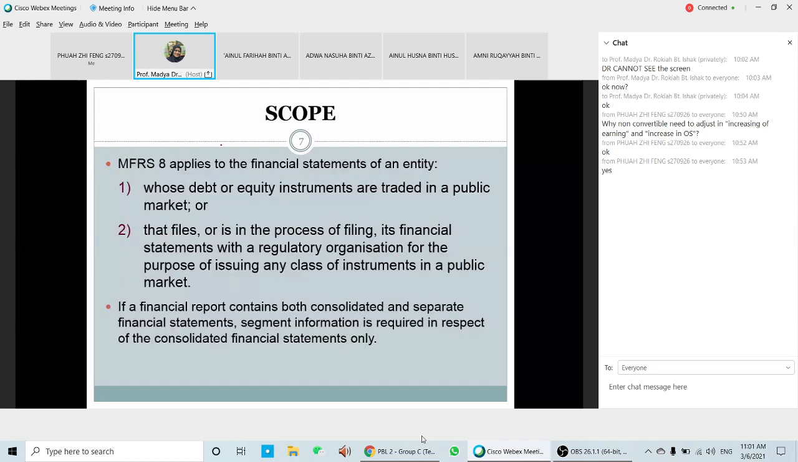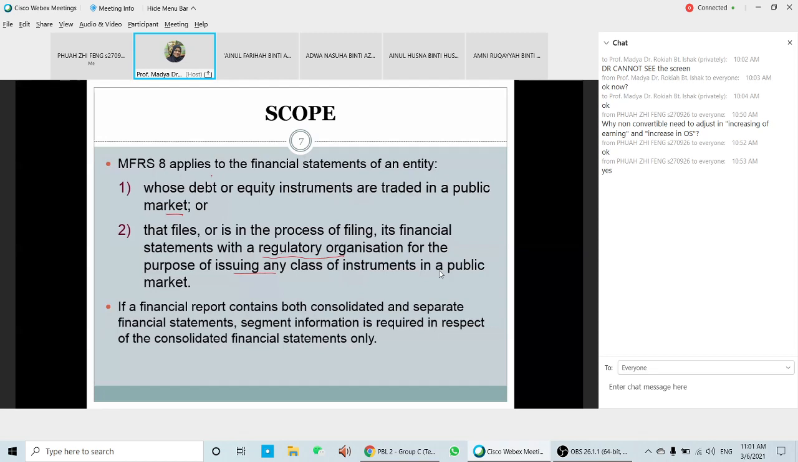This standard is only applied to companies that are listed or traded in a public market, or in the process of filing their financial statements with a regulatory organization for the purpose of issuing any class of instrument in a public market. The same as EPS. EPS is only disclosed by companies that are listed or are going to be in the process of listing in the public market.